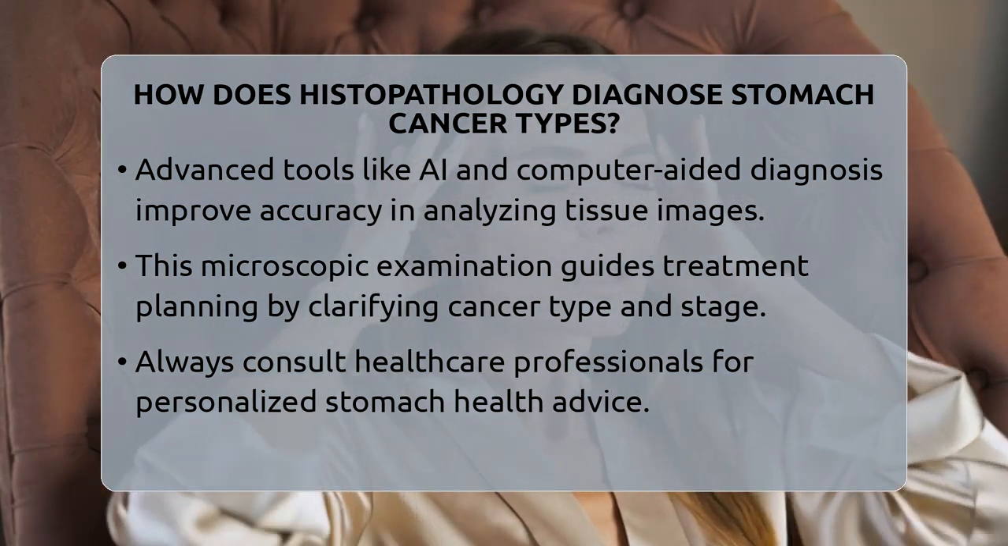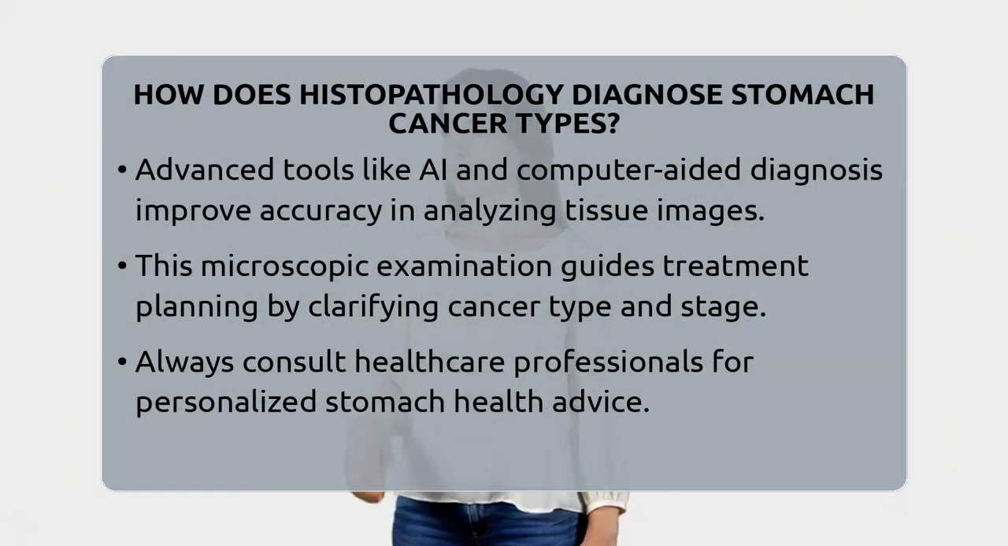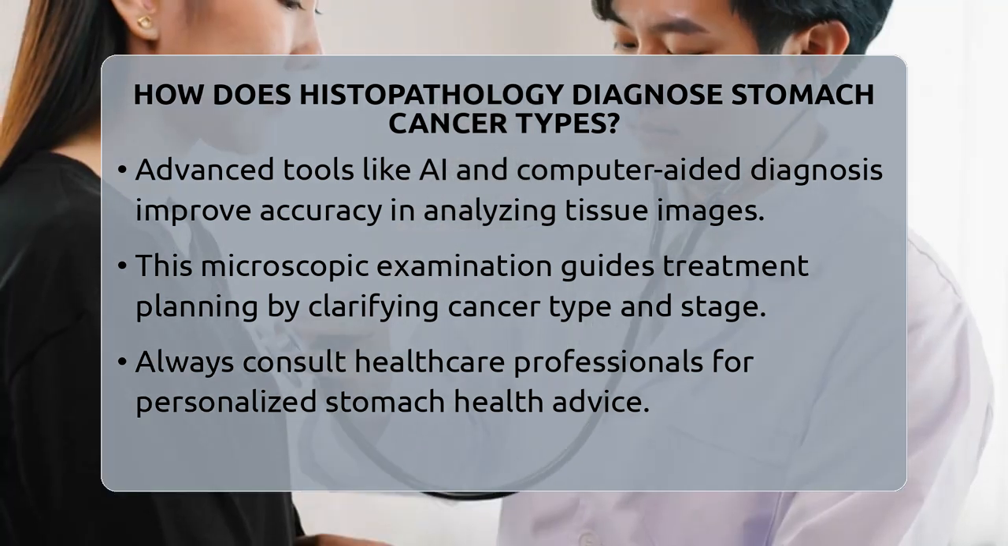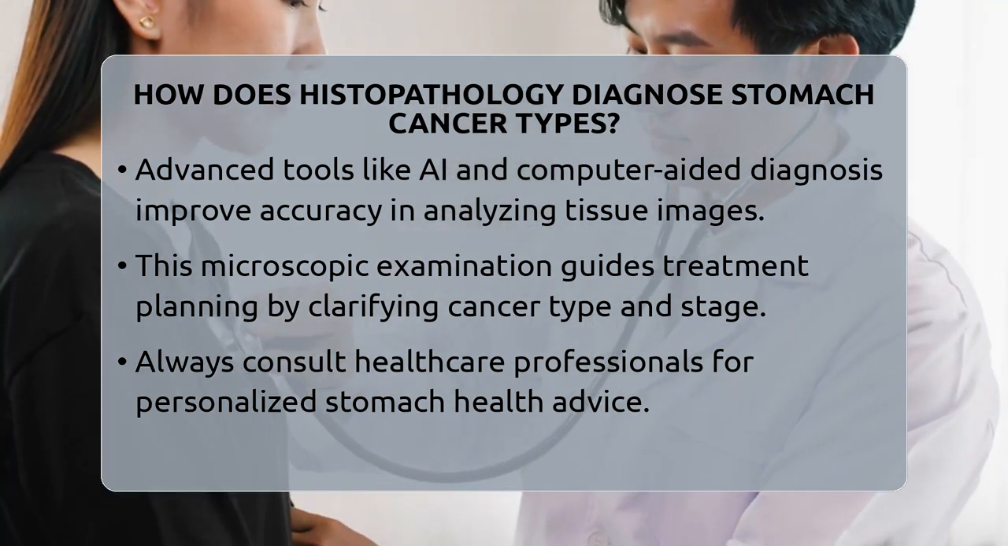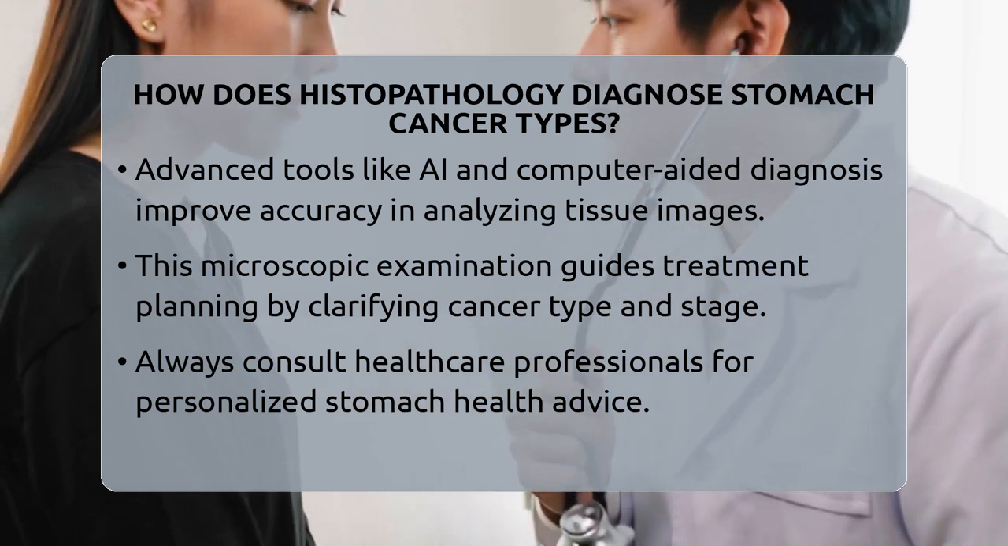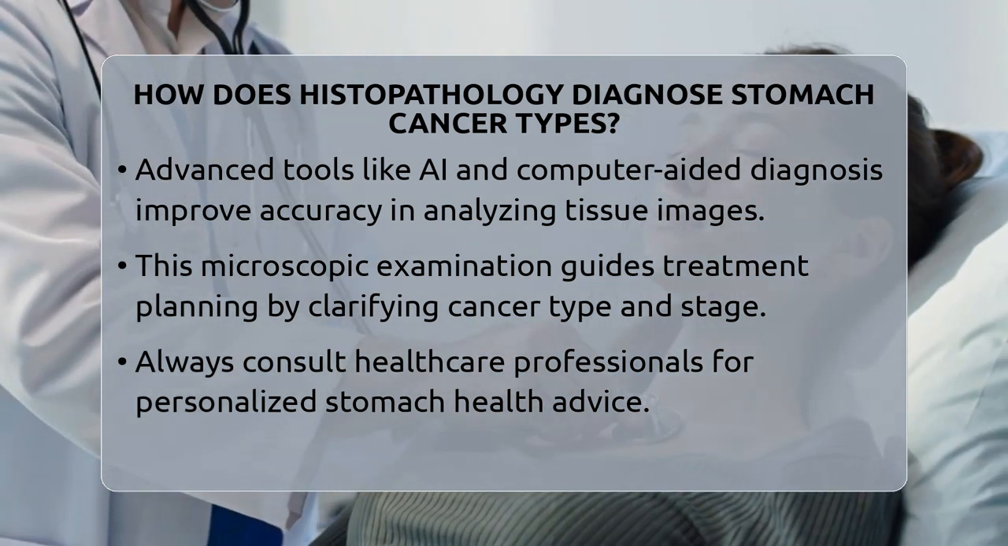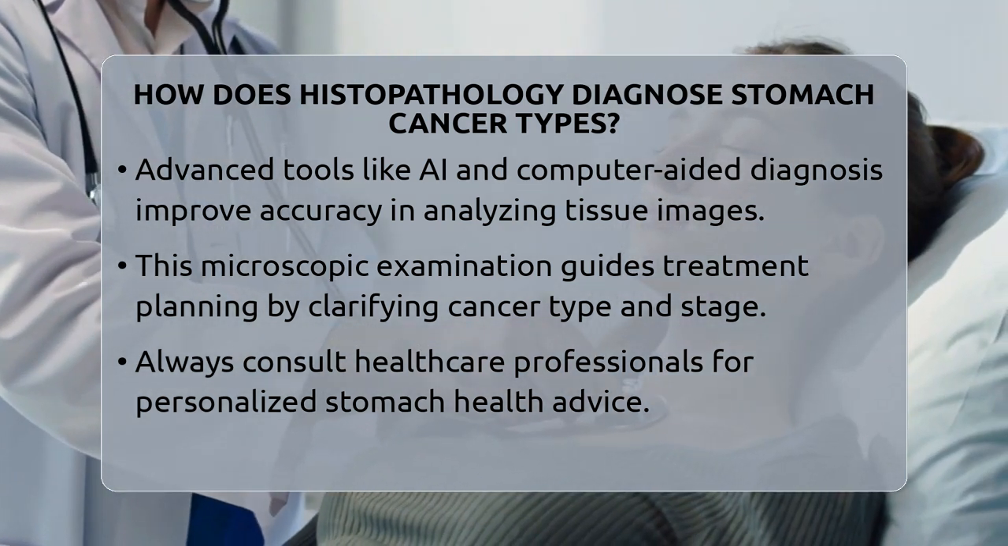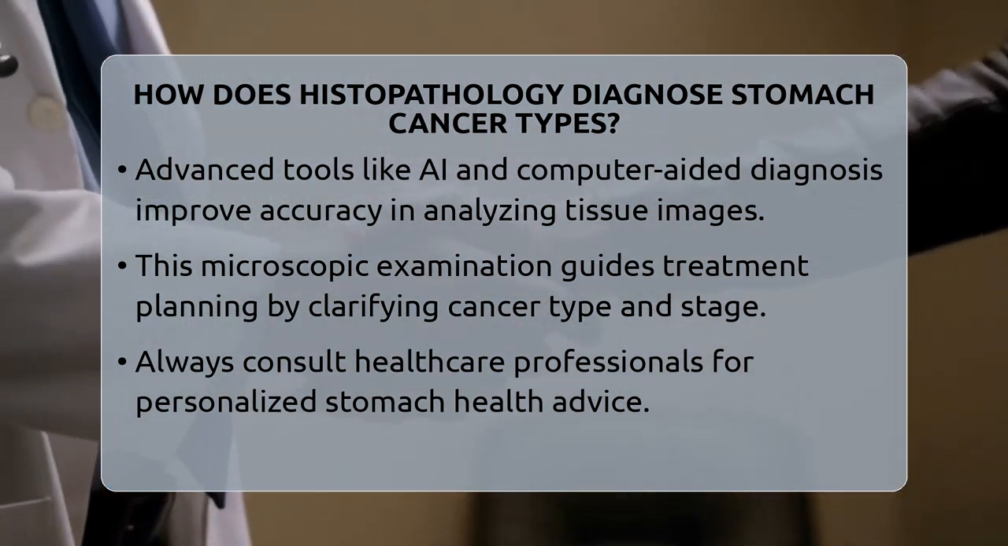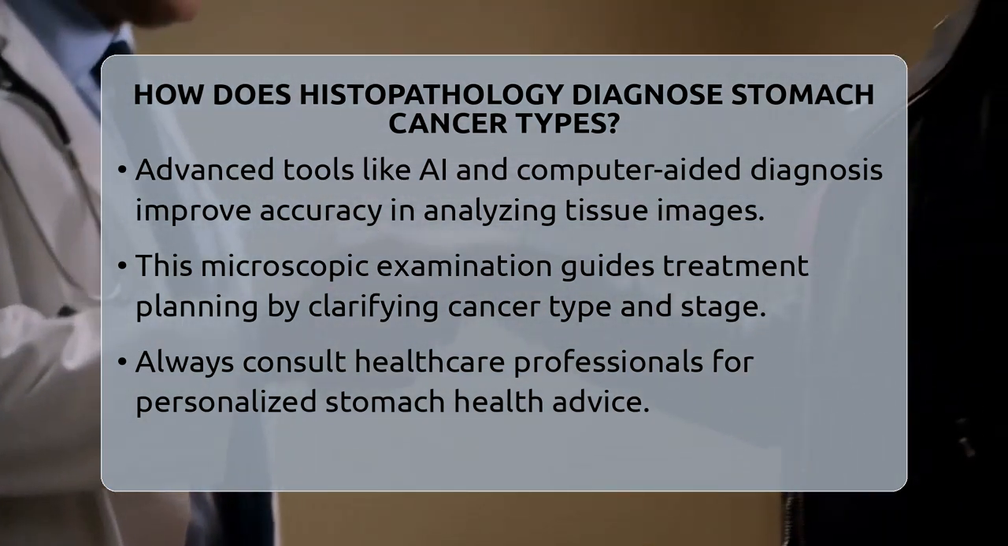In summary, histopathology is essential for diagnosing stomach cancer types. It involves examining stained tissue slices under a microscope to distinguish gland-forming intestinal cancer from the scattered, infiltrative diffuse cancer. This detailed microscopic analysis guides doctors in understanding the cancer's nature and planning the best treatment approach.